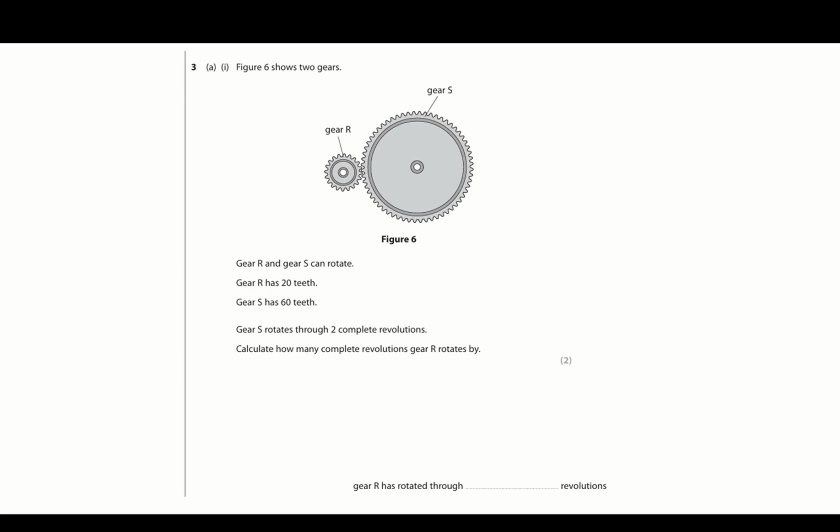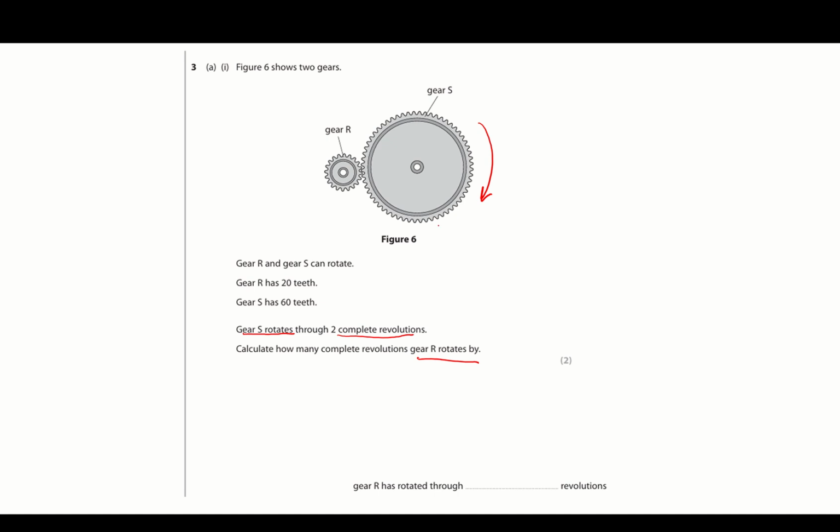Okay, so question 3 is gear systems and turning moments. We've got two gears, gear R and S. Gear S rotates through 2 revolutions, so we're going to turn this one, and it asks how many revolutions will happen by gear R.